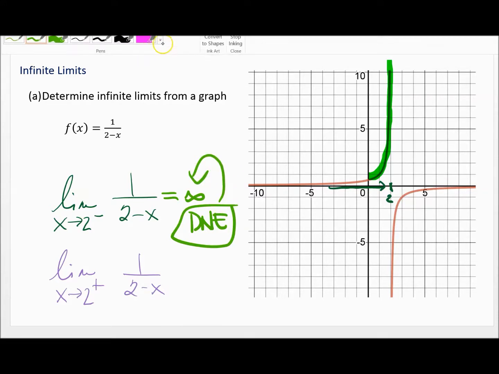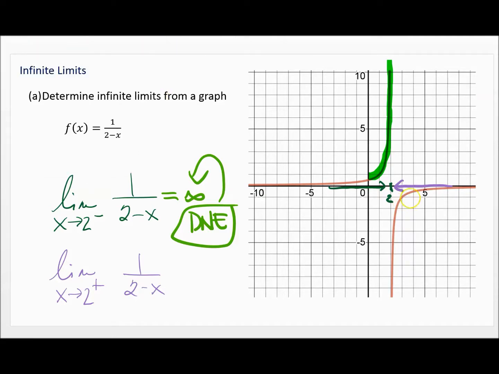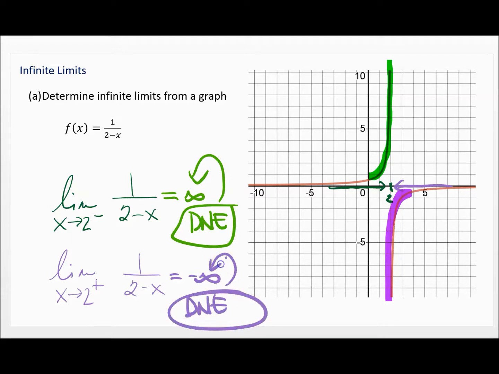On the other hand, let's take a look at the next one. The limit as x goes to 2 from the right side. This time, I'm getting closer and closer to 2 from the right side. What is the graph doing as we get closer and closer to 2? Well, you see it, right? The graph's going down. So what does that mean the answer is? Well, we need to write negative infinity, yet, what is the answer? It does not exist, right? The negative infinity is how the limit doesn't exist.